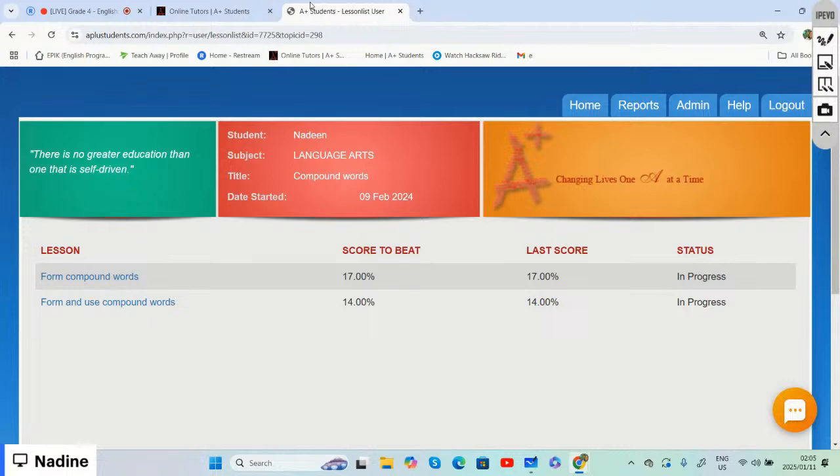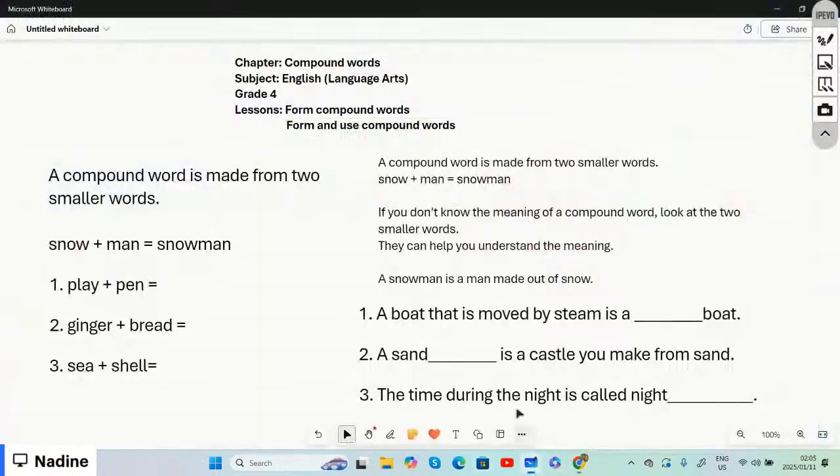All right. So we see that the chapter is compound words. Our subject is English language arts. We're doing grade 4. And then the lessons that we are going to be focusing on under the chapter of compound words is to form compound words, and we're also going to form and use compound words.